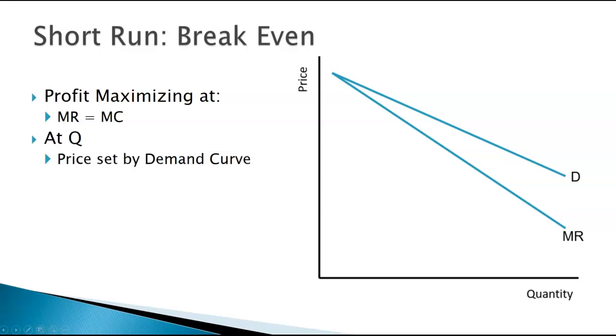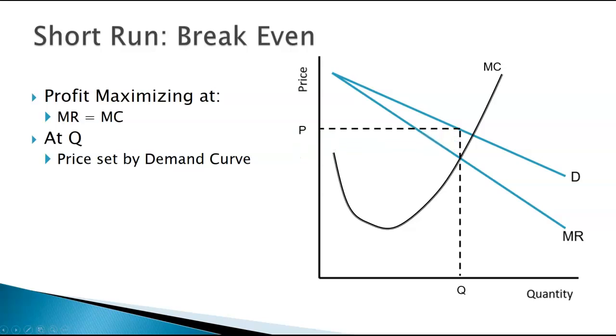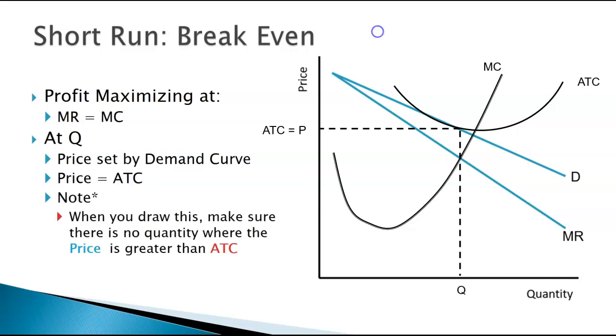All right, so breaking even, profit maximizing, we have our marginal cost curve, MR equal to MC. There is our price, just like before. And so for break even, you want to have your price equal to your average total cost curve, as we can see here. And so we're breaking even. Now, it should be noted, when you're asked to draw this, you need to make sure there's no quantity where the price is greater than the ATC.